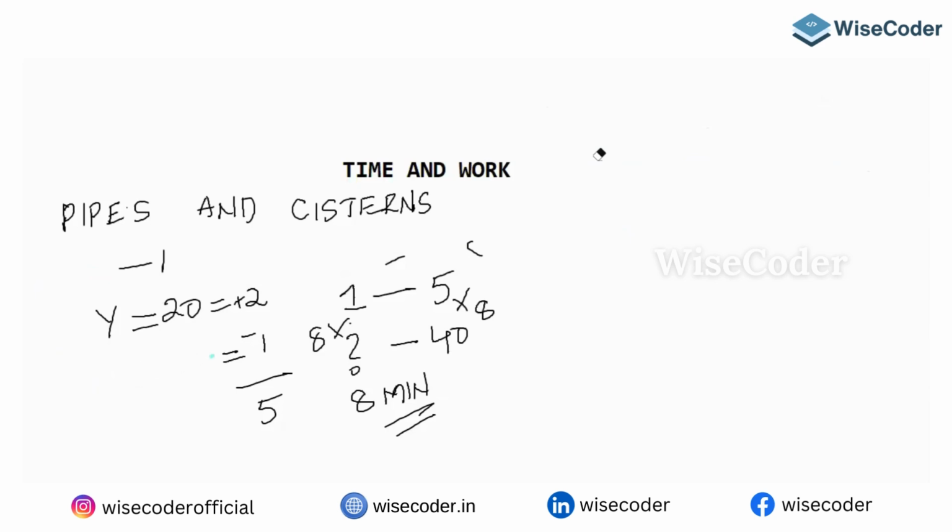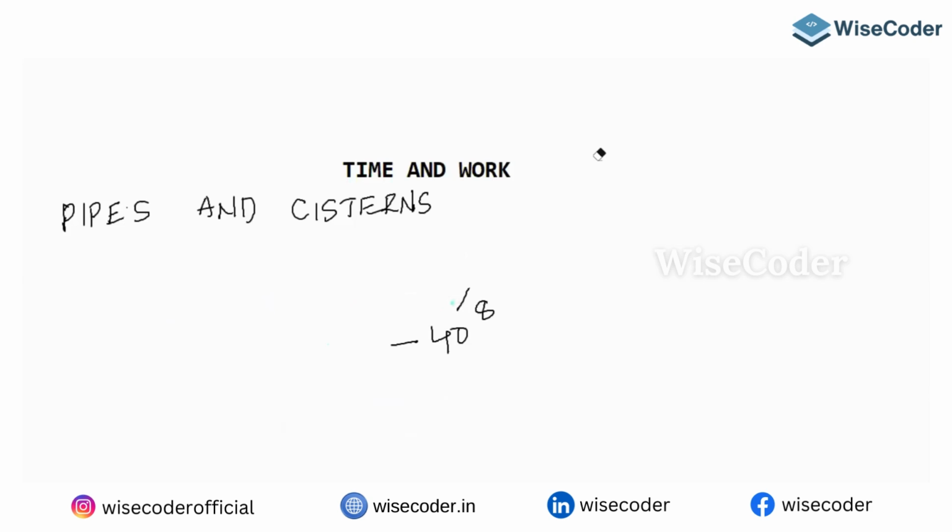Two pipes A and B can fill a tank in 18 and 24 minutes respectively. If both pipes are opened simultaneously, after what time should B be closed such that the tank is filled in 15 minutes?